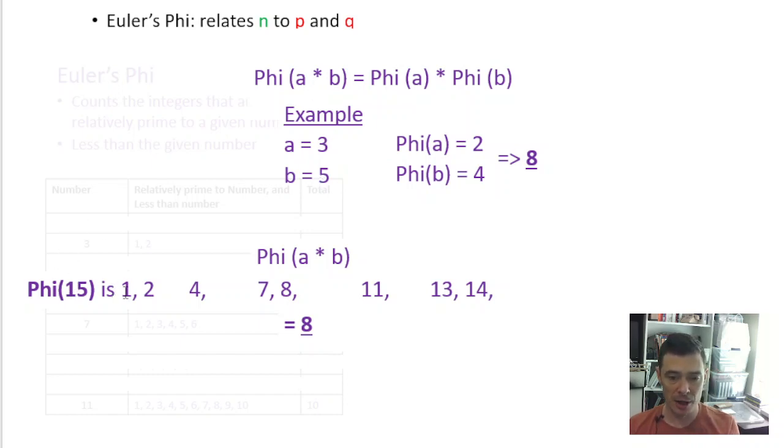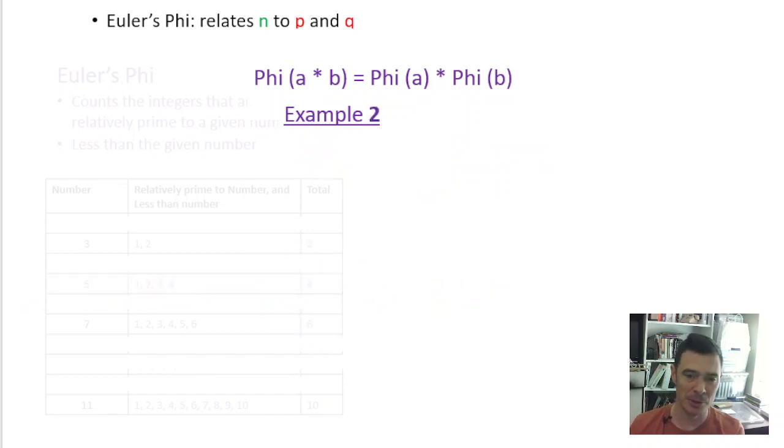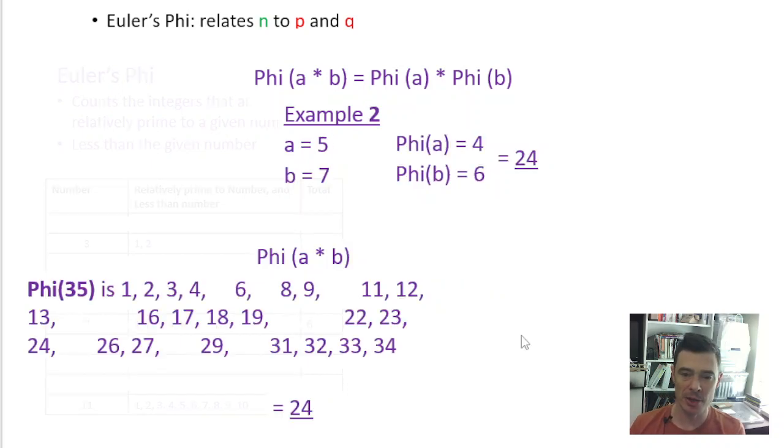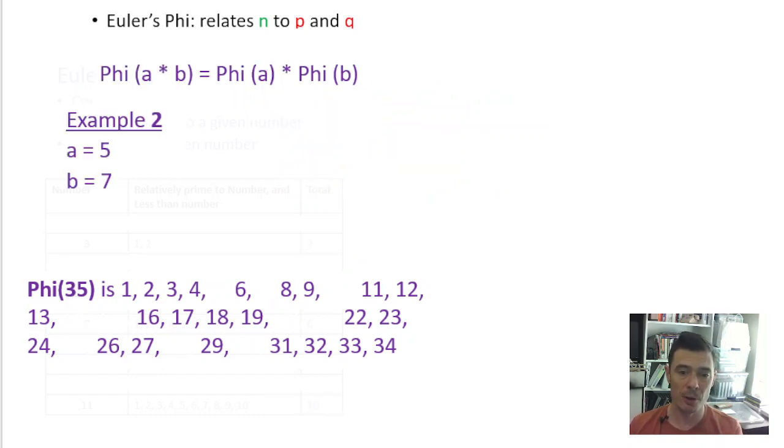And the number of numbers that are relatively prime to 15 is 8. That's the same number. Euler gave us that. And another quick example: your primes are 5 and 7, your phi is 4 and 6. 4 times 6 is 24. The phi of 5 times 7 is also 24.